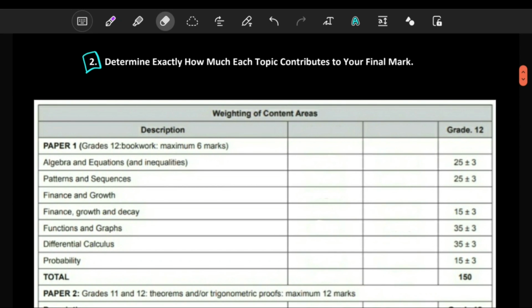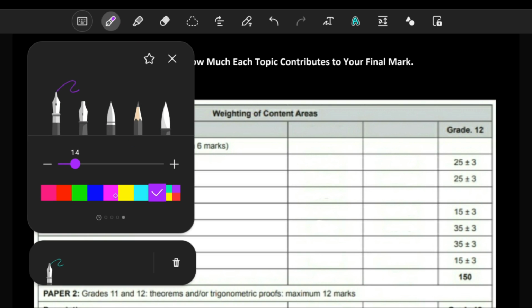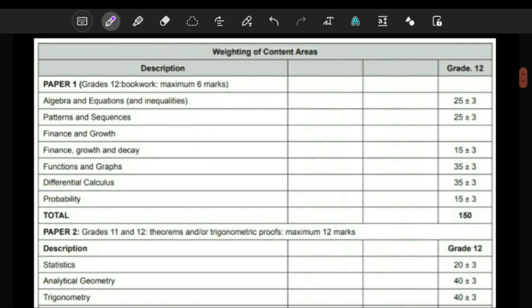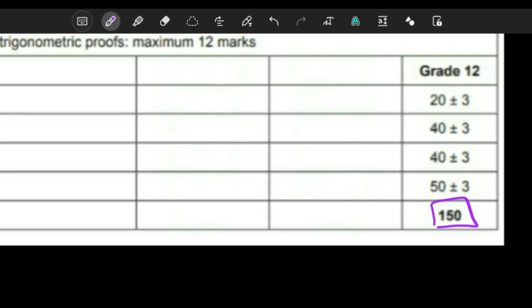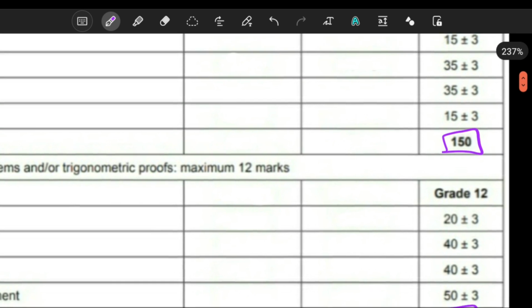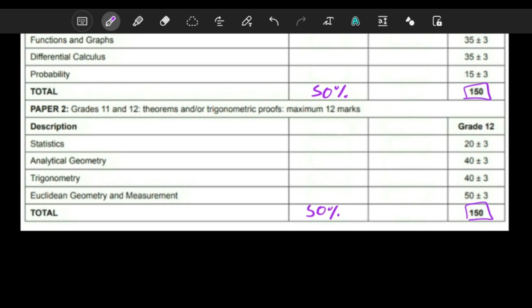Okay, so our second point here says you need to determine exactly how much each topic contributes to your final mark. Now, the big idea behind what I'm mentioning here is that, for example, you know that this is 150 for paper 1 and this is another 150 for paper 2. Now, each of these 150s, they each contribute 50% to your entire mark.